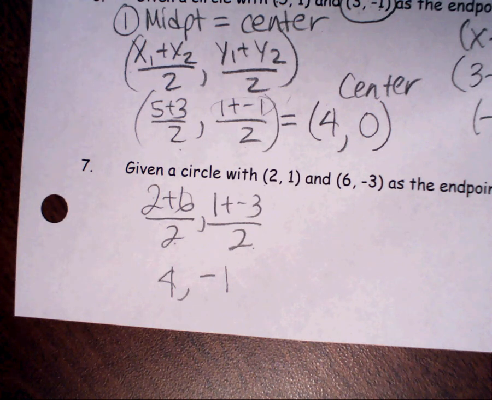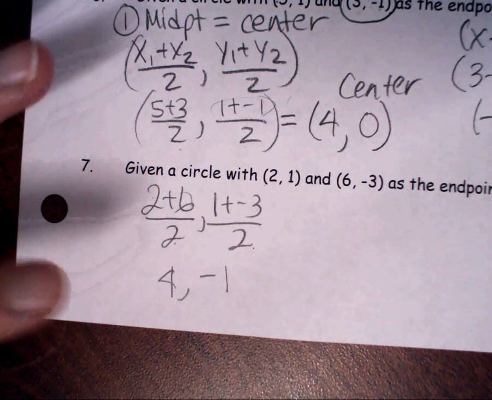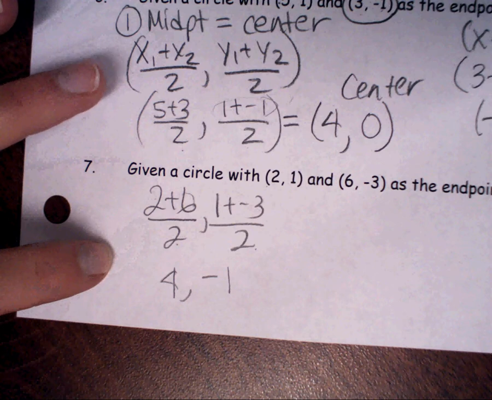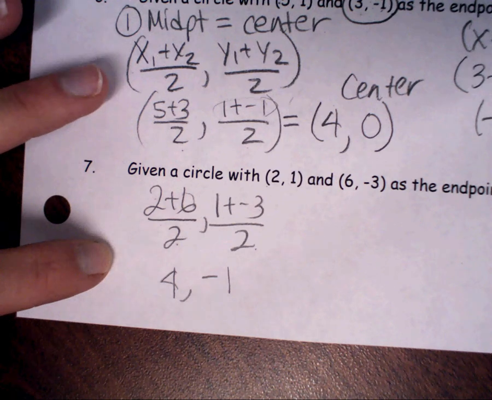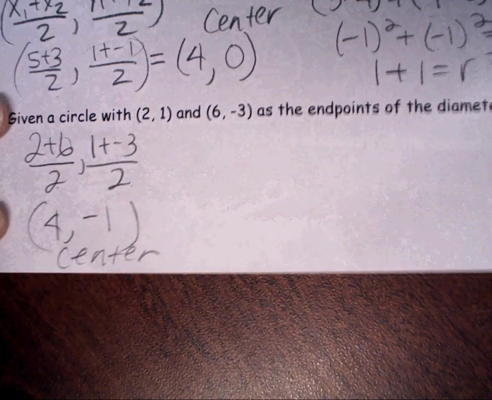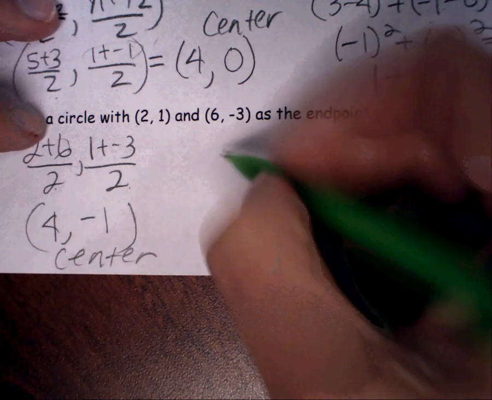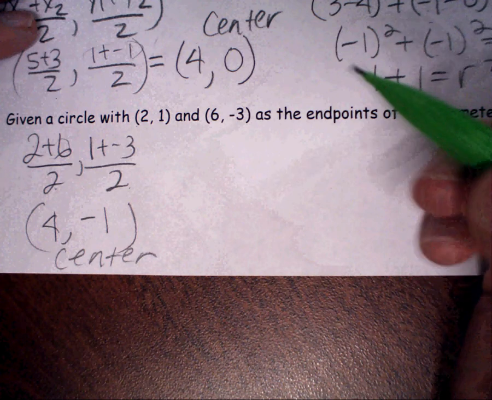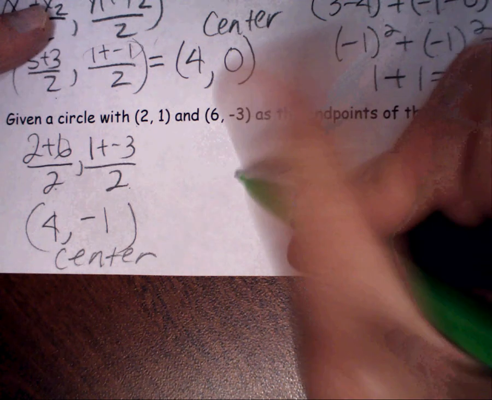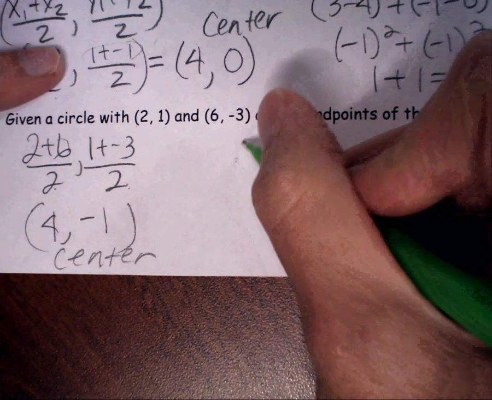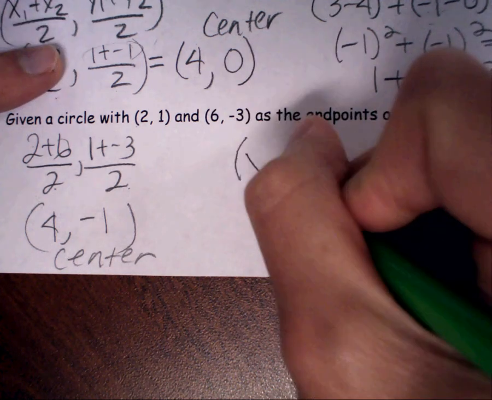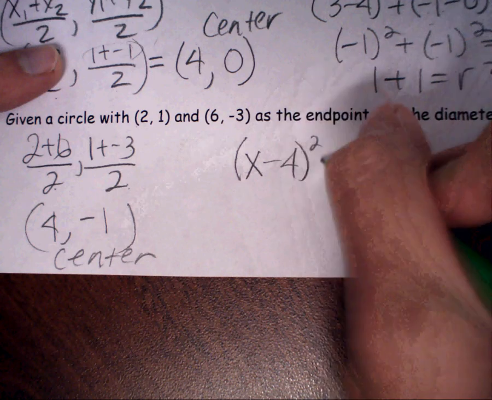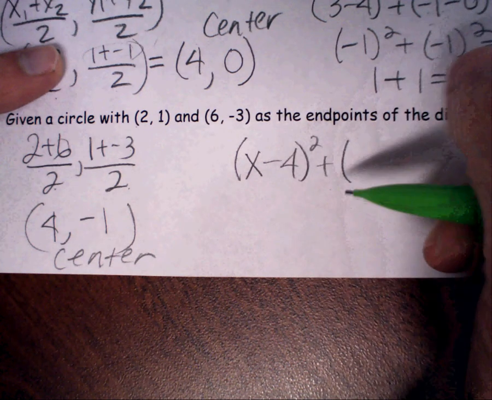Okay, so then we would take our center. Sorry guys, I'm a little slower on this example. And then we could take one of our points and just plug it into the equation. So it'll be x minus 4 squared plus y plus 1 squared equals r squared.